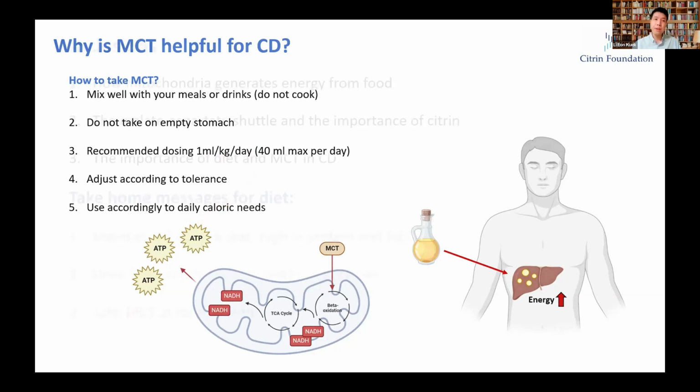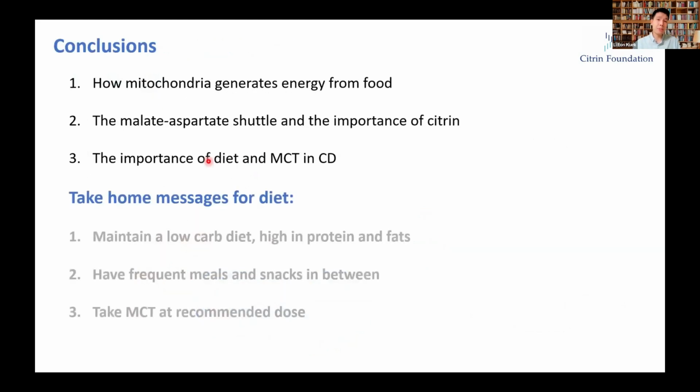And so that brings me to the end of my talk. I would like to conclude, in my talk today, I've shown you hopefully how your cells convert food into energy in the form of ATP, and the importance of citrin in the overall picture of what citrin does to support ATP generation and what happens when citrin isn't working properly. And lastly, the importance of diet and MCT in citrin deficiency.